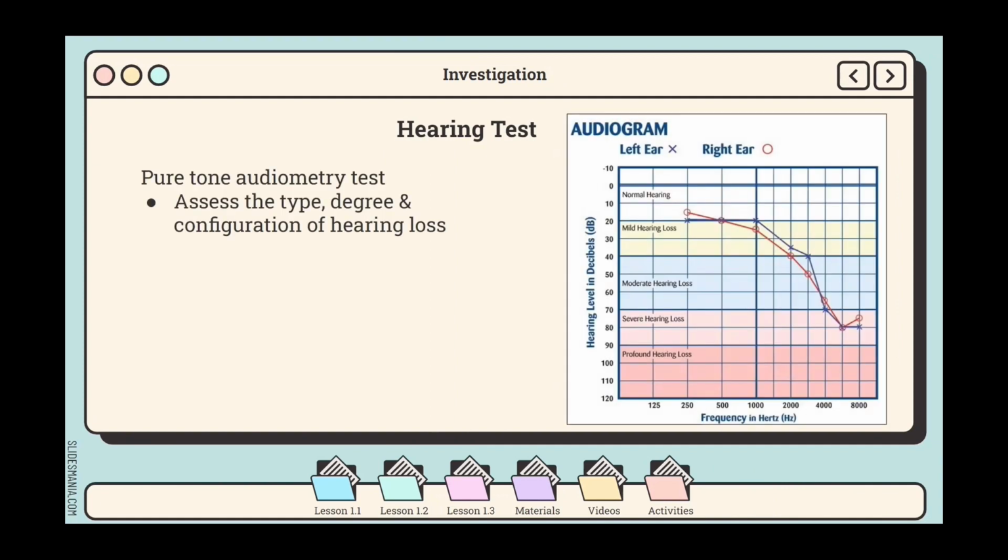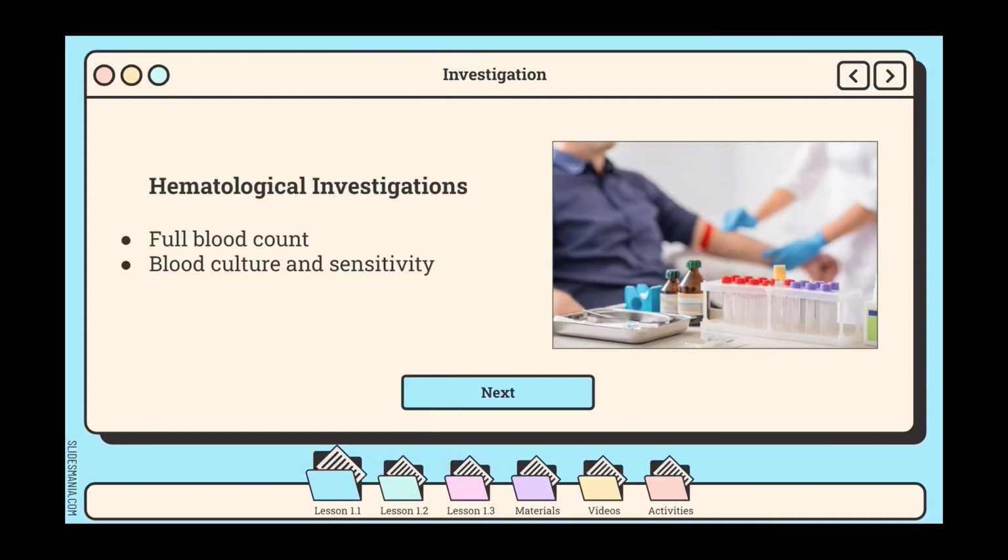Pure tone audiometry test is the gold standard for determining the type, degree, and configuration of hearing loss in patients. For hematological investigation, a full blood count is done in a patient with acute labyrinthitis. Blood culture and sensitivity testing are performed in patients that are not responsive to preliminary antibiotics.